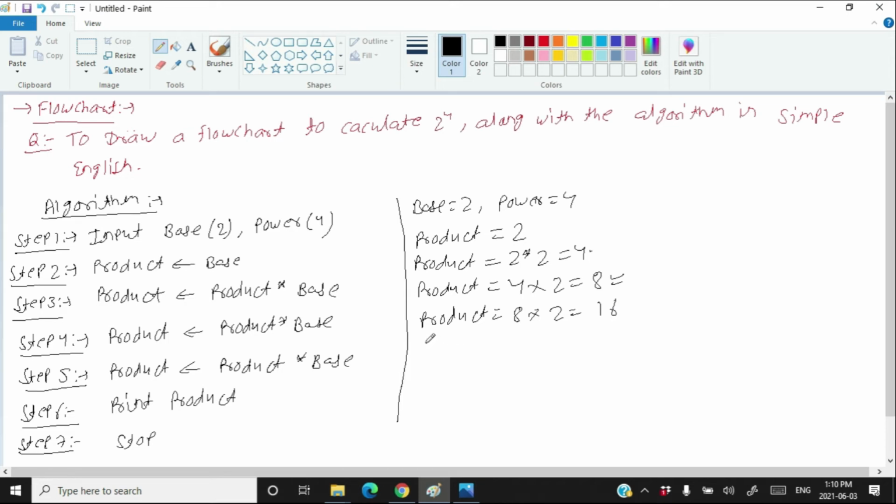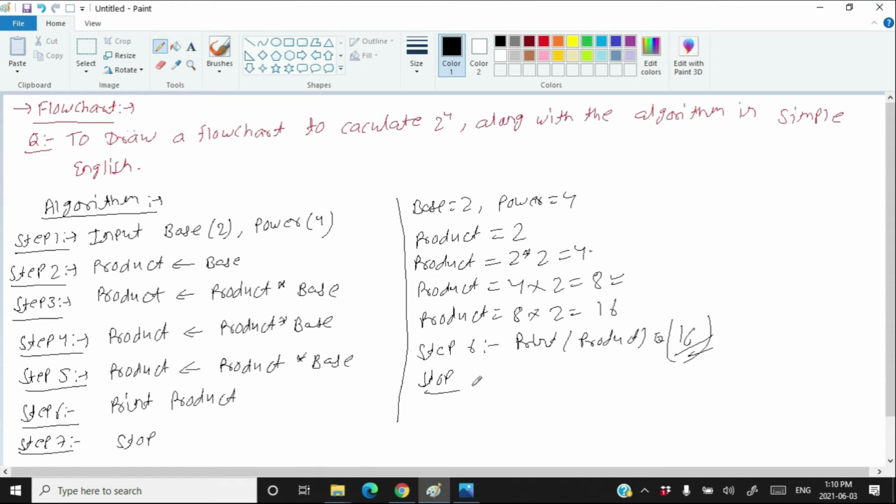We have calculated 2 to the power 4. Now step 6 is to print the value of product, print product, and this will print 16. After that you stop. So this is how your English based algorithm is working.